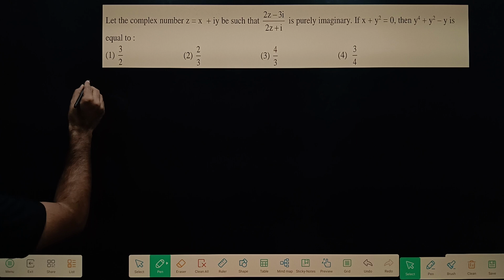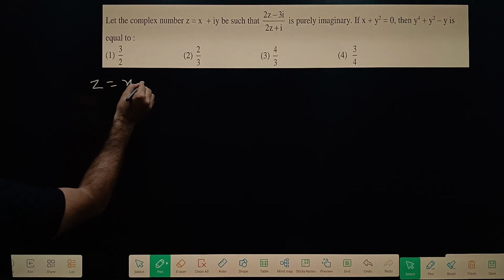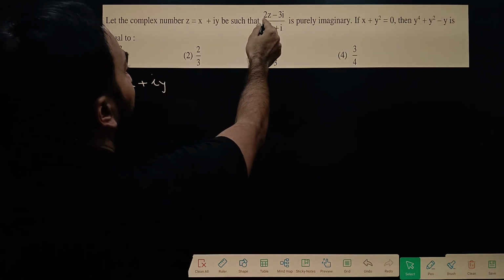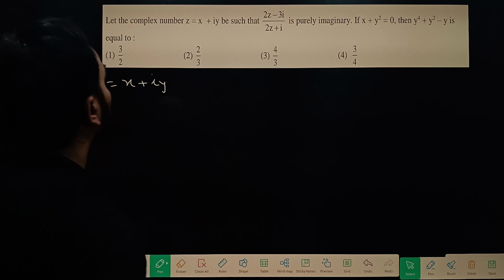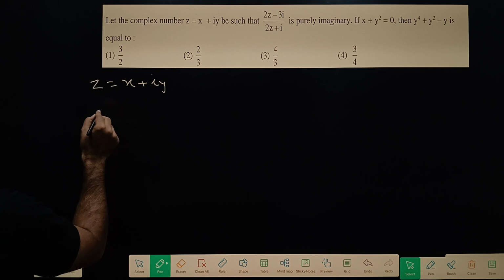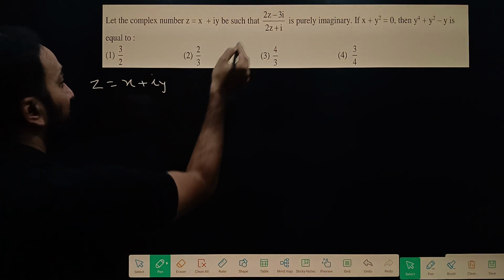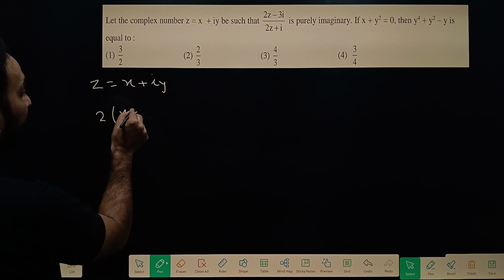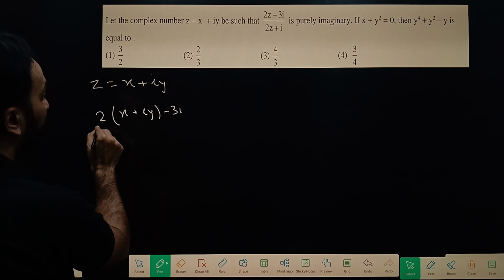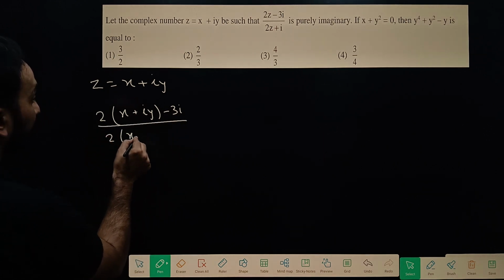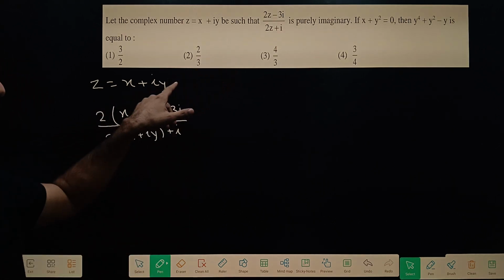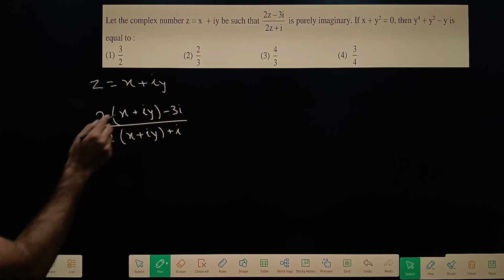So let's see what we can do in this question. First we have z = x + iy given, so we'll write it down. Now the expression we have is (2z - 3i) divided by (2z + i). In the place of z we will put the value z = x + iy in this. So we will get (2(x + iy) - 3i) divided by (2(x + iy) + i).